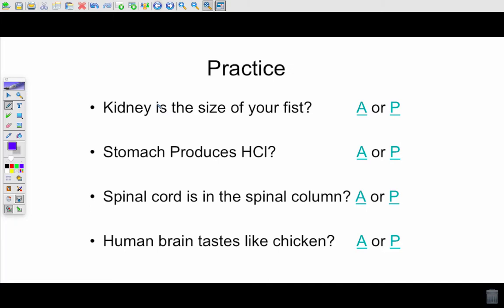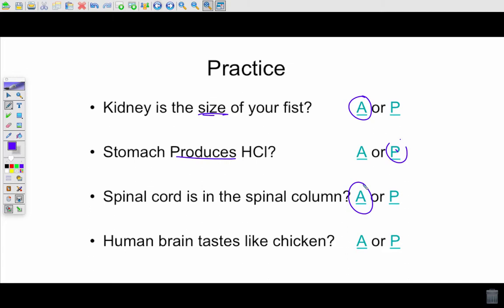First, kidney is the size of your fist. Notice there's no real verbs in there for a function. It just talks about what it is. So the size, so that's anatomy. Second one, stomach produces hydrochloric acid. So that's what the stomach does. So it produces it, so that's physiology. Spinal cord is in the spinal column. We talk about where it is, anatomy.